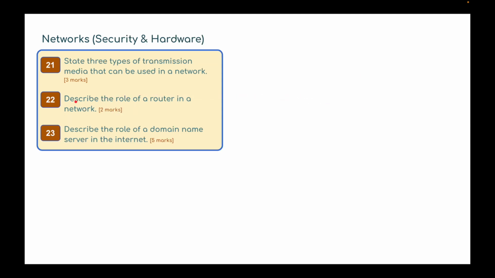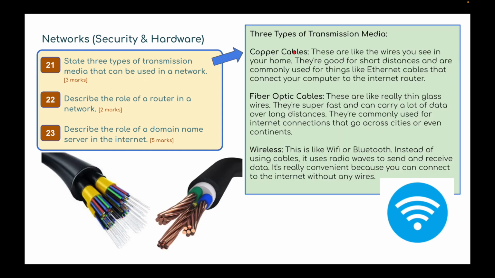So, question 21, 22, and 23. State 3 types of transmission media that can be used in a network. Okay, well, I'm assuming they're talking about the various connections. So we've got copper cable, okay? These are like the wires you see in your home. They're good for short distances and are commonly used for things like Ethernet cables that connect your computer to the internet router. Fiber optic cables, here we go.